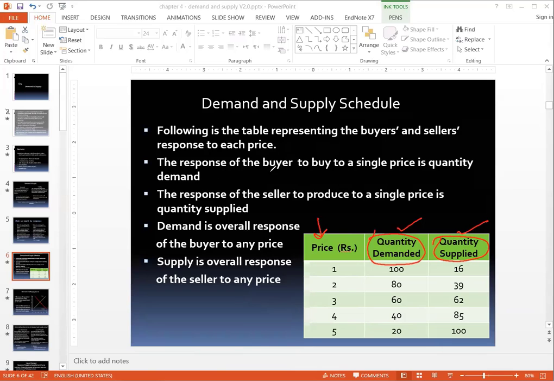The response of the buyer to a single price is a quantity demanded. So if I say at this price, how much is the buyer buying? 80 units. So this is quantity demand. And how much is the seller selling? 39 units. This is quantity supply. So if the price is given and then you have the answer, that answer is called quantity demand. The response of the seller to a single price is quantity supplied. So this is quantity demand and quantity supply. Now we are going towards differentiating what is supply and what is demand.